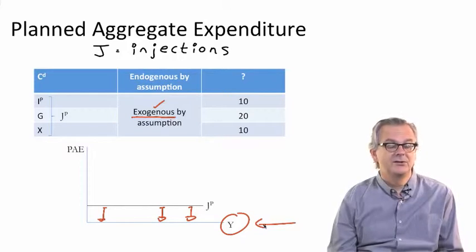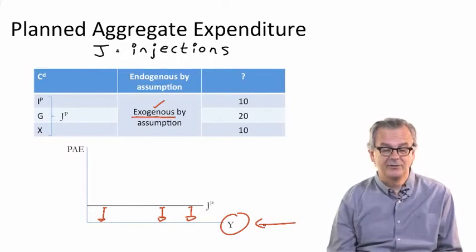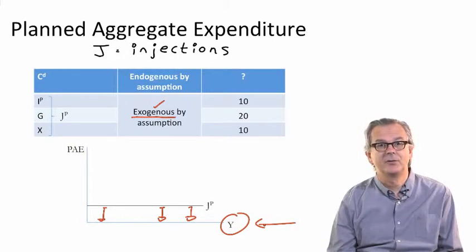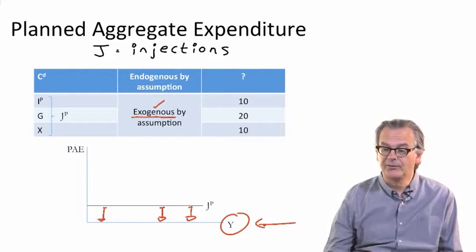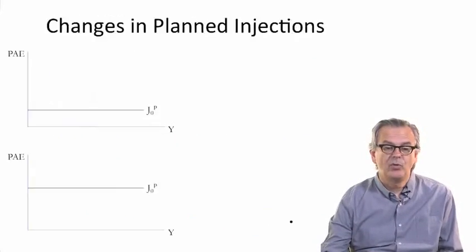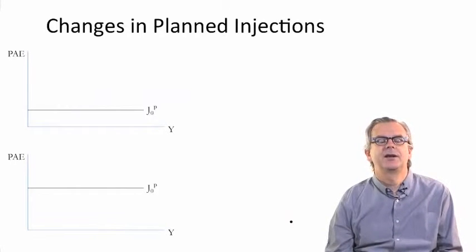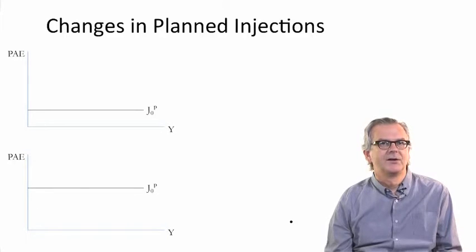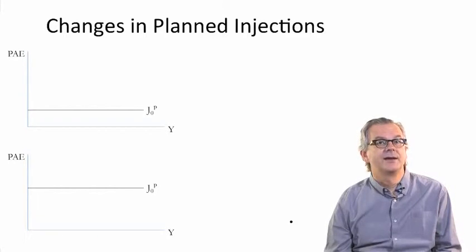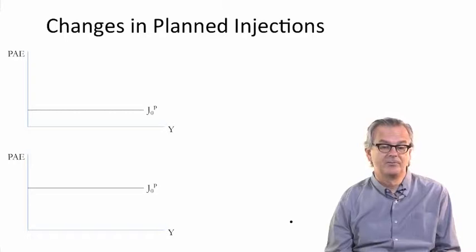GDP is within the model, but changes to GDP, remember this is the current flow of GDP, have no impact on planned injections because planned injections are being influenced by factors that lie outside of the model. It's important to understand, however, that when we say planned injections are exogenous, we are absolutely not saying that planned injections never change. In fact, changes in planned injections are not only possible, they're going to be a very, very important part of the Keynesian story about where the business cycle, about where output gaps come from.